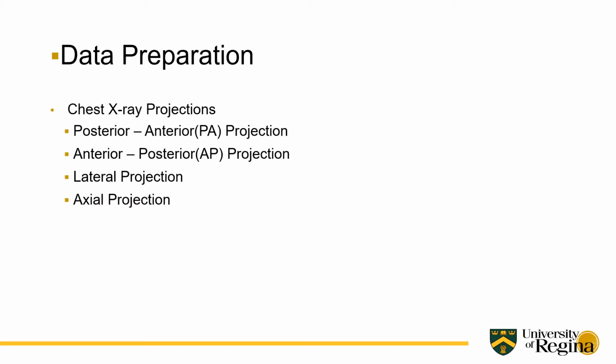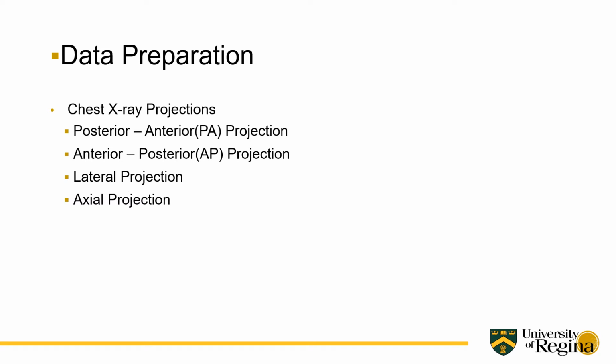The second one is the anterior posterior projection. It is an alternative method used for patients who are not able to stand properly. Here, the projection will happen from anterior to posterior. The third one is lateral projection. A person needs to stand sideways, and the X-ray will be passed through the lateral side of the body.